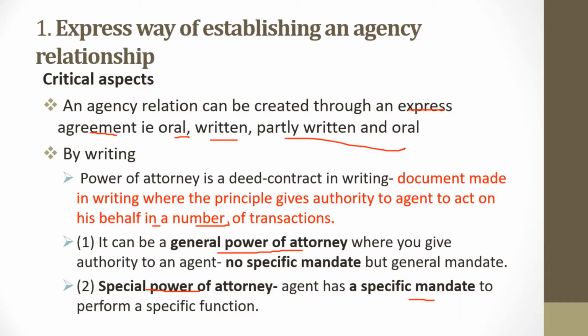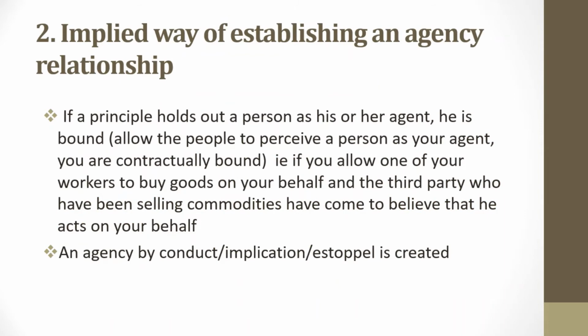Now, moving on to the next way of establishing an agency relationship. This is the implied way of establishing an agency relationship, and what we mean here is that an agency could be created by conduct, by implication, or by estoppel. These words mean the same thing.